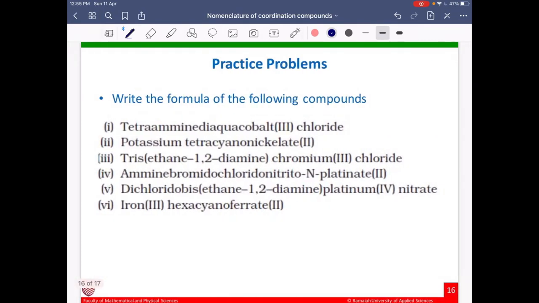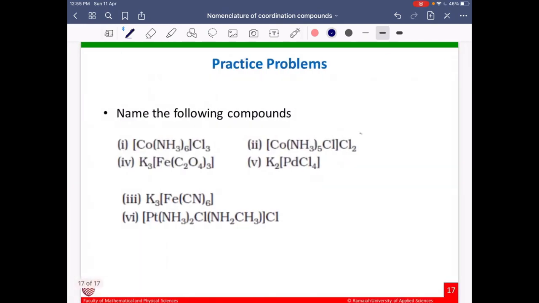Another example. Write the formula of the following compounds. Tetraamminediaquacobalt(III) chloride, potassium tetracyanonickelate(II), tris(ethane-1,2-diamine)chromium chloride, amminebromidochloridonitritoplatinate(II), dichlorobis(ethane-1,2-diamine)platinum(IV) nitrate, iron(III) hexacyanoferrate. So these compounds also you should be able to write the formula.